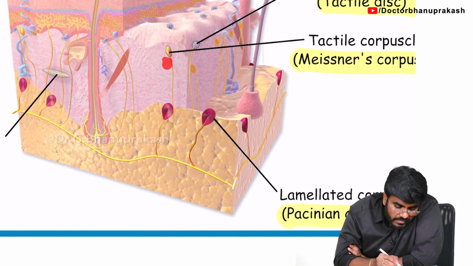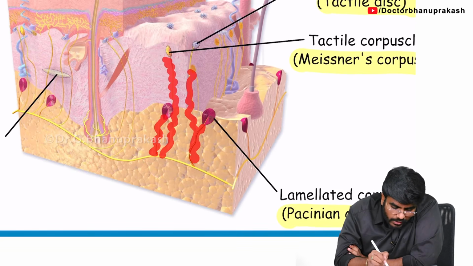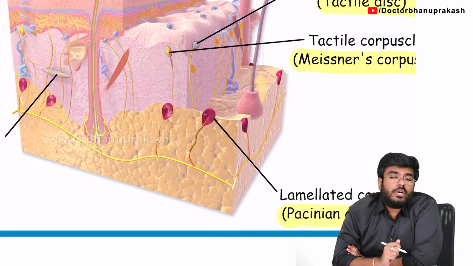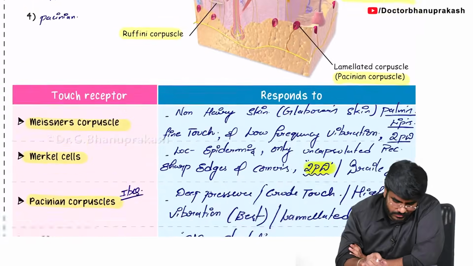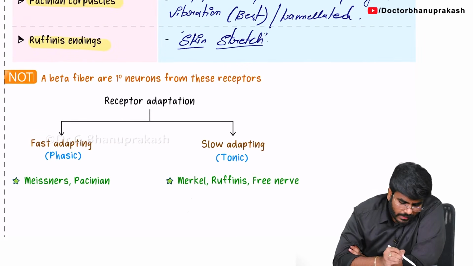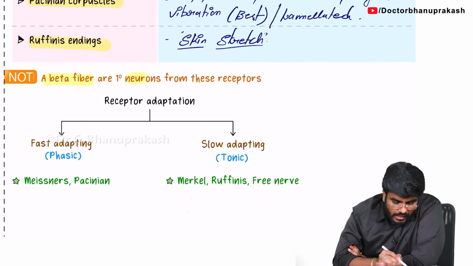So, what is the name of these first order neurons? This is what they will ask you. The name of these first order neurons is A beta neurons or A beta fibers. Okay, so the A beta neurons and the A beta fibers are the first order neurons from these receptors.